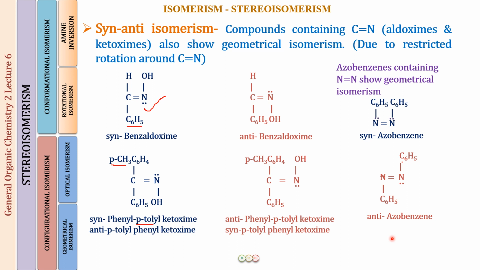Okay. I hope this is clear. So we have azobenzenes where the nitrogen-nitrogen double bond shows geometrical isomerism, and we have the aldoximes and the ketoximes showing geometrical isomerism, apart from the carbon-carbon double bond structures, the alkenes, showing geometrical isomerism, right?